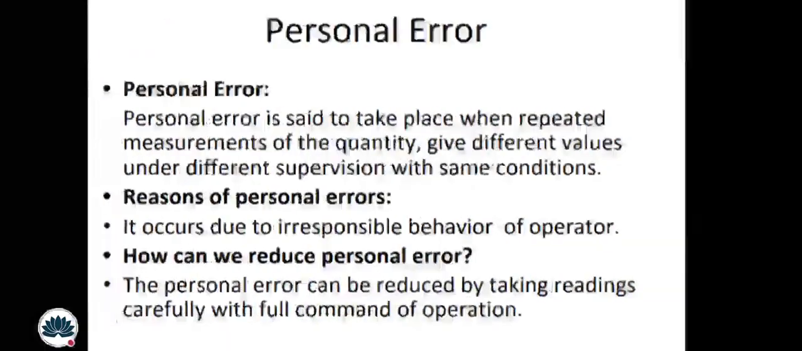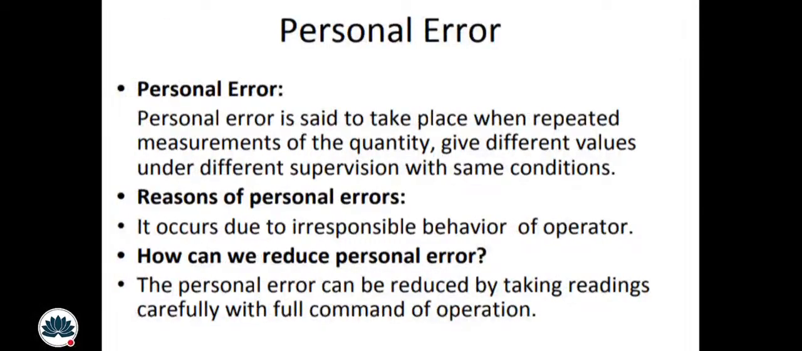The personal error. Personal error is said to take place when repeated measurements of the quantity give different values under different supervision with the same conditions. Reasons for personal errors: it occurs due to irresponsible behavior of the operator. How can we reduce personal error? The personal error can be reduced by taking readings carefully with full command of the operation.